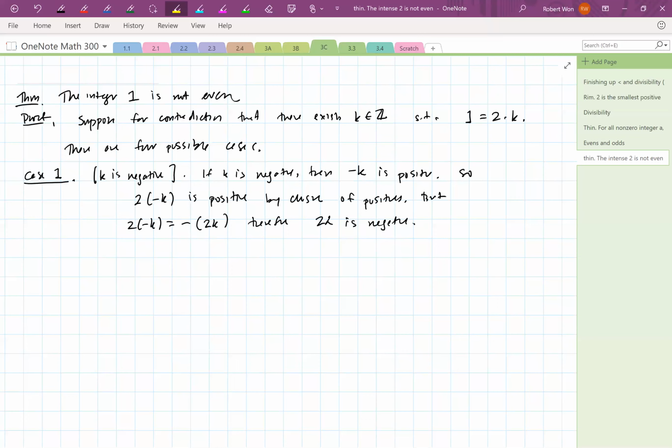But remember, 2k equals 1. So here I'm saying that 1 is negative, but we already proved that 1 is positive, which is a contradiction by trichotomy. Every number is positive or negative or 0, exactly one of them. So it can't be both positive and negative.